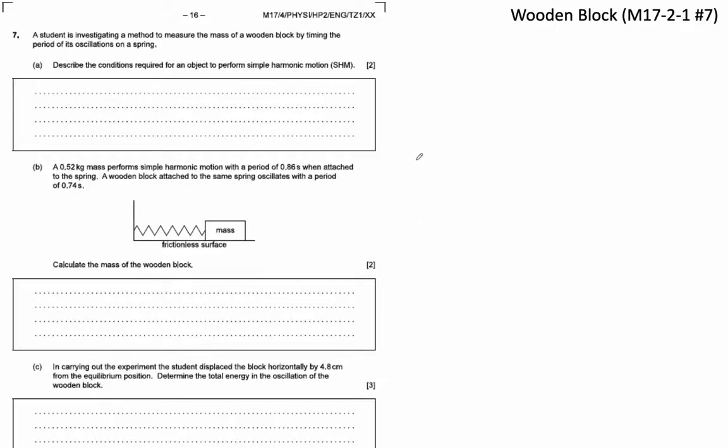All right, the conditions required for an object to perform simple harmonic motion. Remember, a spring is going to cause a simple harmonic motion like this. Remember that this spring exerts a force that's equal to minus kx. The minus means that if you displace this to the right, the force is to the left, and that it's proportional to the distance from the equilibrium. Put that into words.